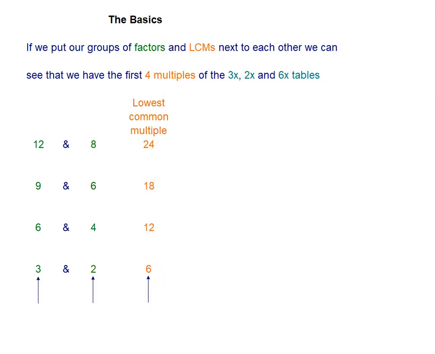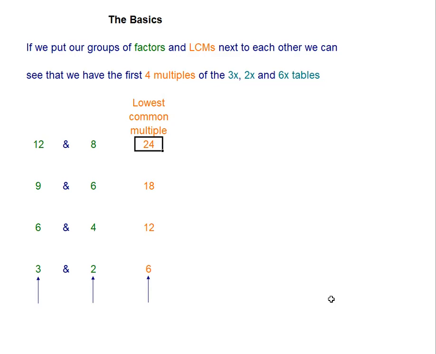And if we sit these groups of numbers next to each other, you'll notice that we've now got the first 4 multiples of the 2, 3, and 6 times tables, i.e. 2, 4, 6, 8, the first 4 multiples of the 2 times tables, 3, 6, 9, 12, the first 4 multiples of the 3 times tables, and 6, 12, 18, and 24, the first 4 multiples of the 6 times tables.